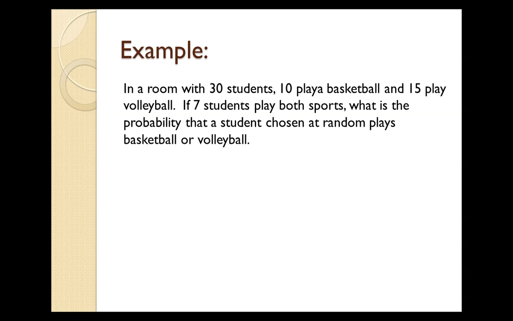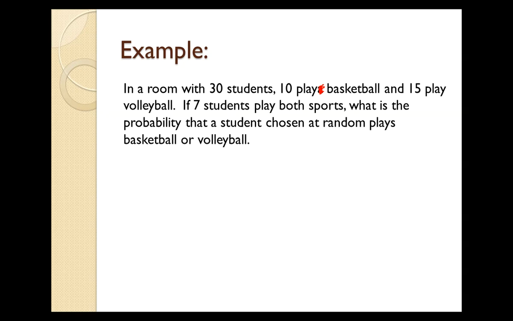So in a room with 30 students, 10 play basketball, 15 play volleyball, but 7 students play both sports. So what's the probability that a student chosen at random plays basketball or volleyball? You can't just add 10 and 15 because you're going to be counting 7 students 2 times.